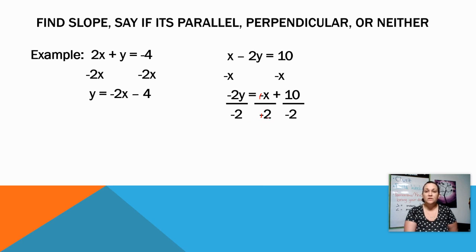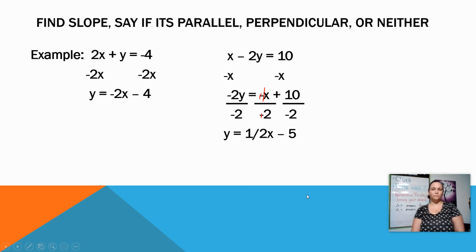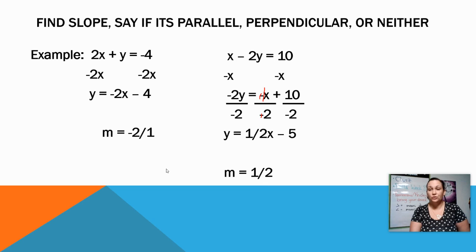Also, this divided by 2 does have to stay on the bottom of the fraction. So you can put a 1 next to your letter x, and then that's going to be the fraction positive 1/2. And then 10 divided by -2 is -5. Once you have both of your equations in slope-intercept form, you're going to take the number in front of the x because that's your slope. So for my first equation, my slope is -2/1. And for my second equation, my slope is positive 1/2.